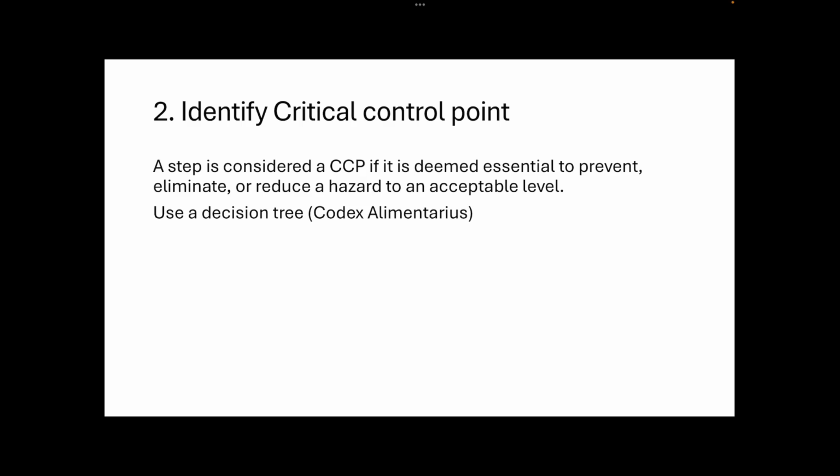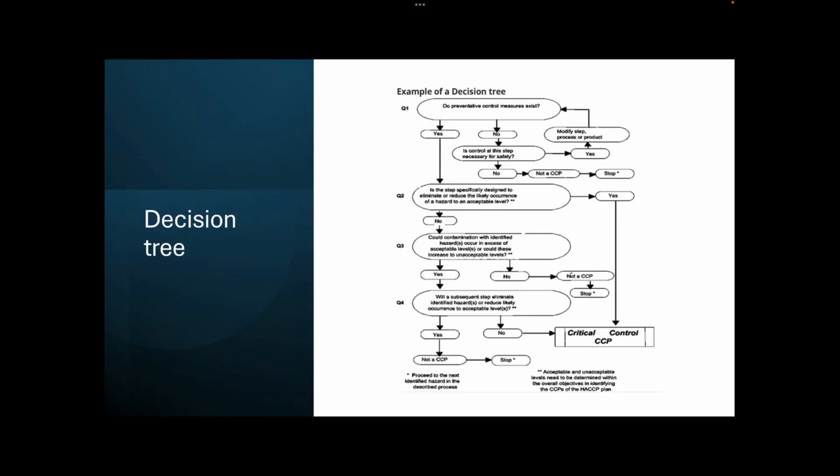Okay. So what is the decision tree that we use to determine if a particular point in a process is a CCP? That decision tree is given by Codex Alimentarius. So let's look at that decision tree. This is an example of a decision tree. There are more, but this is probably the best. Here you ask a question for every hazard in the process. Do preventive control measures exist at this step?